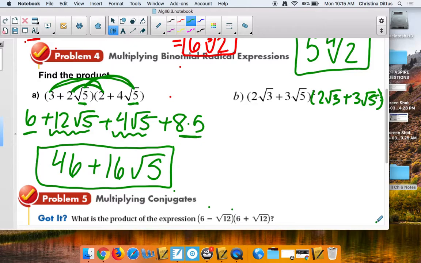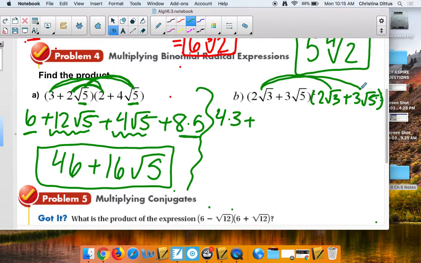First, 2 square root of 3 times 2 square root of 3. Let's do outsides first. What's 2 times 2? 4 times how much? Root 3. Square root of 3 times the square root of 3 is the square root of 9. Square root of 9 is 3. Okay, are we good on that step? Yes? Okay.